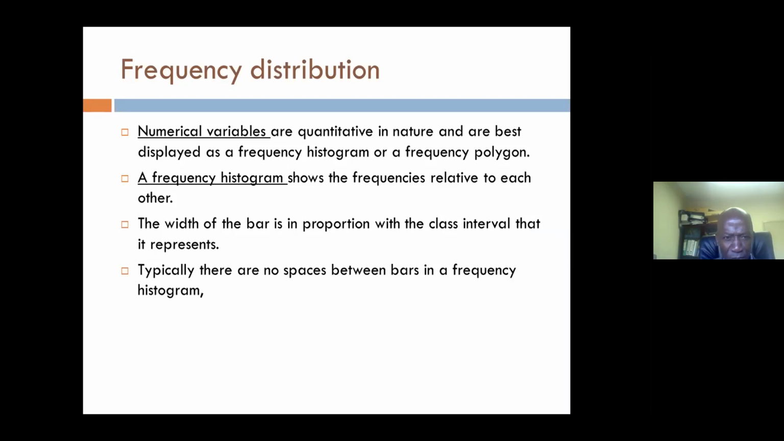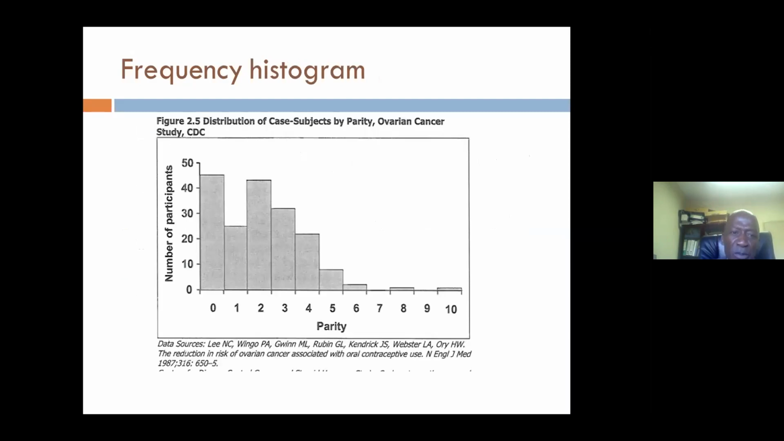For frequency distributions of numerical variables, we can also use a histogram besides a bar chart. A histogram is usually for continuous data. The difference between a bar chart and a histogram is that a bar chart is for categorical data, and a histogram is for continuous data. So in a histogram, it's continuous, with no spaces between the bars.